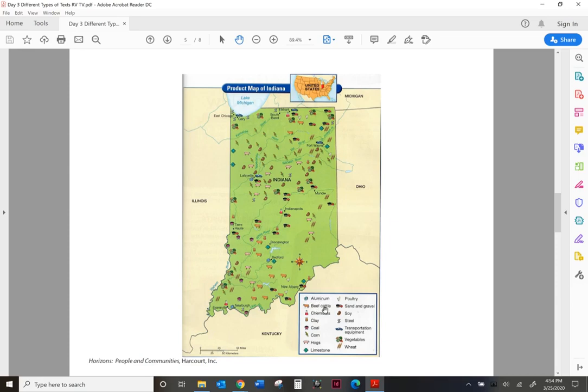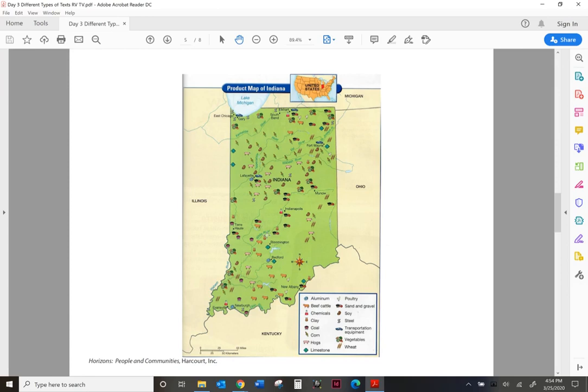So we've got aluminum, beef cattle, chemicals, clay, coal, corn, hogs, limestone, poultry, sand and gravel, soy, steel, transportation equipment, vegetables, wheat. This is all the product that you can find in Indiana because this is a product map of Indiana. So I can see Indiana and how it relates to all of the United States. So I can read everything that's on here, like Michigan, Ohio, Kentucky, Illinois. I can read the city names and the river names.